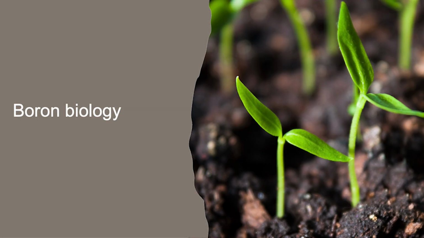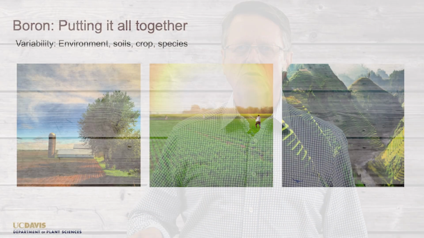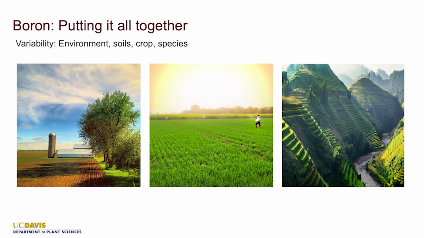I'm going to wrap it up in this final section and ideally tie together all of the sections. As I said at the beginning, is so that you can understand boron in the context of your particular cropping system. And because of the variability that boron shows with environment, with soils, with crop, with species, it really is up to you to think about these principles and put them back into the context of your particular growing circumstance.